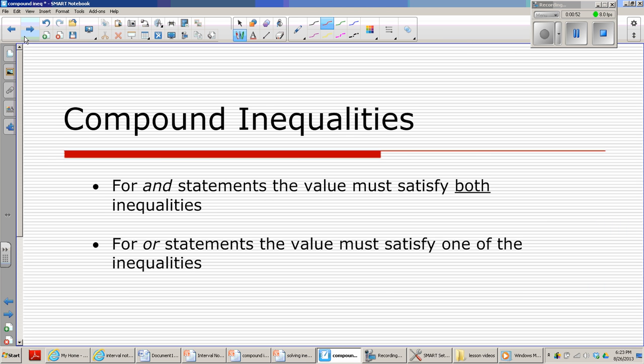When you have an "and" statement, the value must satisfy both parts of the inequality. So that's a very key factor in looking for solutions. It's got to work for both parts. If you have an "or" statement, it only has to satisfy one part. Either part can be true.